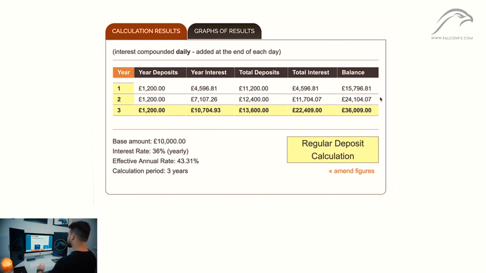Then we're looking at, in year 2, 24,000. Then we look at year 3, and we're looking more at 36. So it compounds. This is just 3% a month. This is a very, very low conservative return, as you can see. Base amount 10,000, interest rate 36%, 3% a month. What is that compounded?